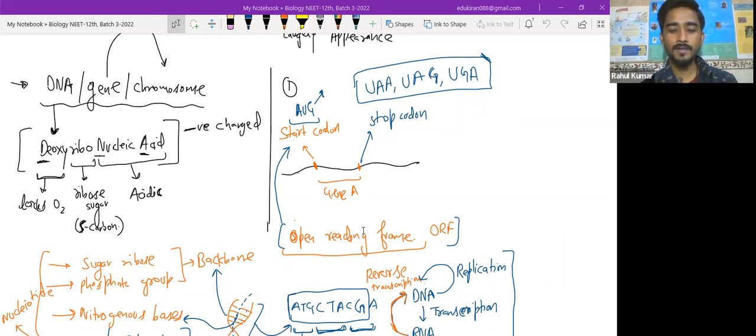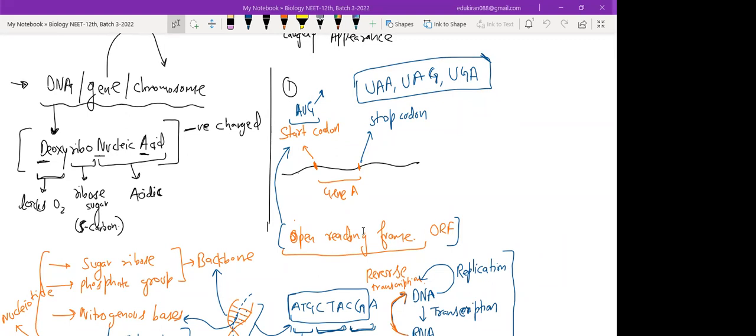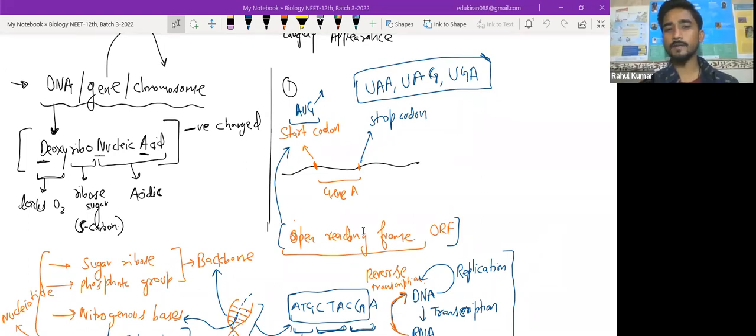Remember I told you how I remember AUG as the start codon? It's a short form for August. And I remember it because India got independence in August. So India started with August, okay? You can just associate August with something.